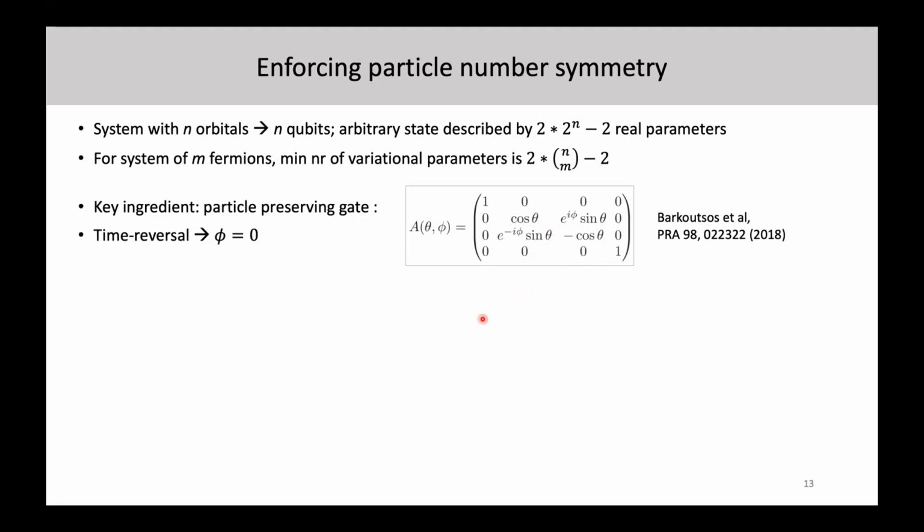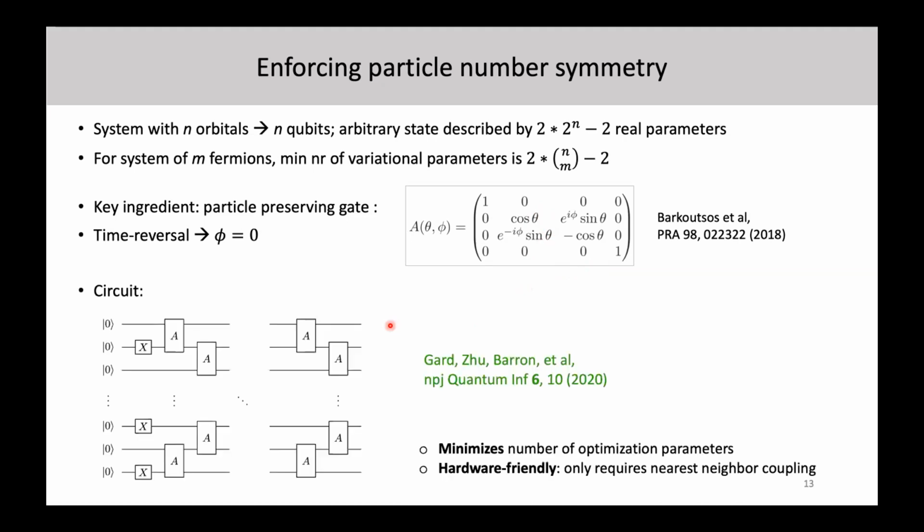And if we're only interested in cases where time reversal symmetry is respected, which is typically the case for a molecule, at least not subject to a magnetic field, then we just have 1 free parameter, this theta angle. And what we showed in this work from 2020 is that if we basically construct a state preparation circuit using this bricklayer type fashion, after we first bring the initial all 0 state into the right particle number subspace using X gates, then we can generate any particle number preserving state using the minimal number of parameters, which is this 2 times n choose m minus 2.